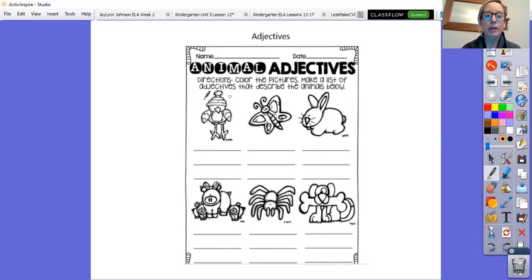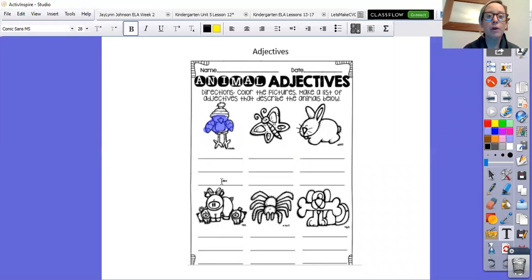So in this first picture, it looks like a bird, maybe a bird with a hat on, okay? So you could say maybe a cold bird or a little bird, okay? If I colored him blue, okay, then he would be a bluebird, okay? So I could write that in, all right? So I'm gonna write the adjective blue, okay? Blue, okay? So that is something that could describe this bird, okay?